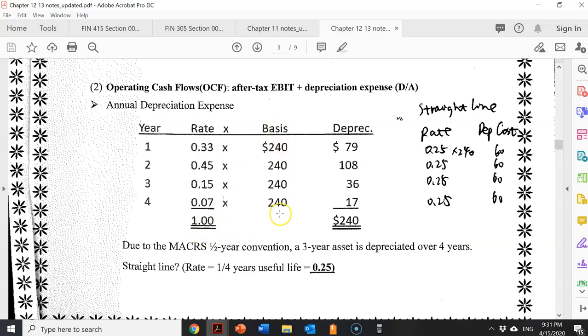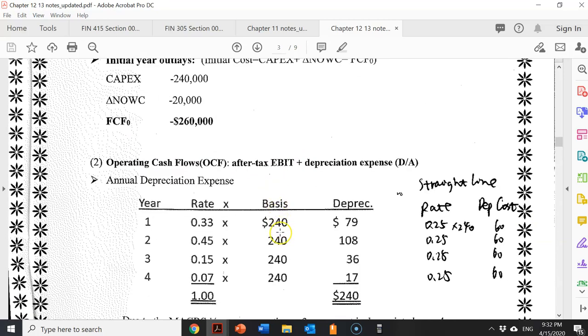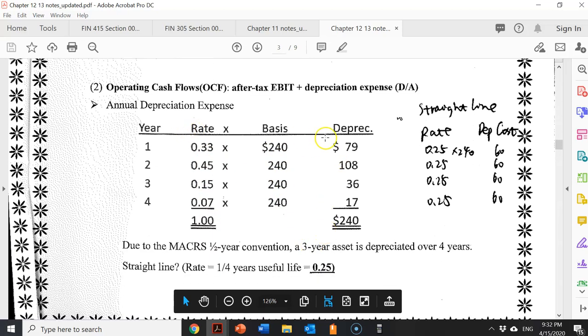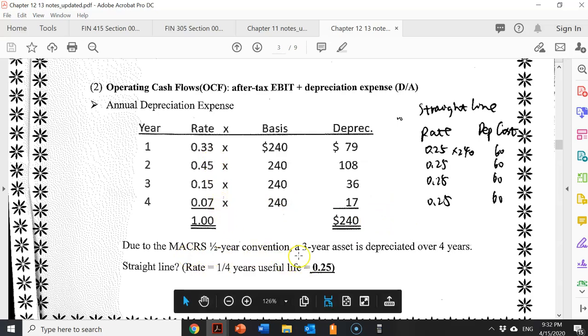Now we know that the base value for our equipment is 240,000. So we multiply the 4 rates by 240. The depreciation expense for each year is 79, 108, 36, and 17, and they should add up to 240,000, the full value of the equipment. These rates are decided using the 3-year convention.